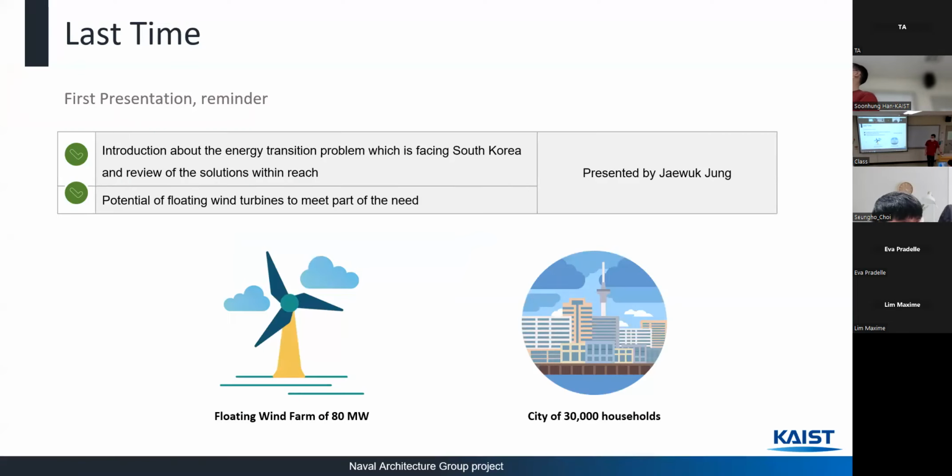So a quick reminder. Last time we introduced the problem of energy transition in South Korea. They want to find more sustainable energy. We presented a bunch of solutions, and then we decided to design a floating wind farm of 80 megawatts, which is the energy we need to power a city of 30,000 households.